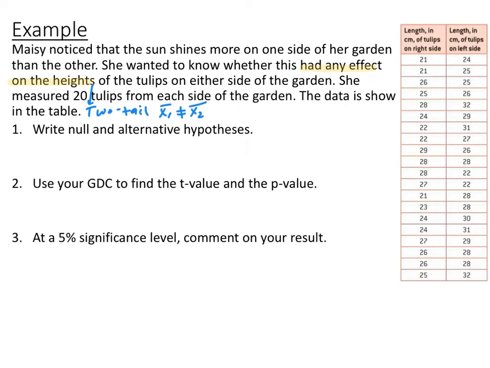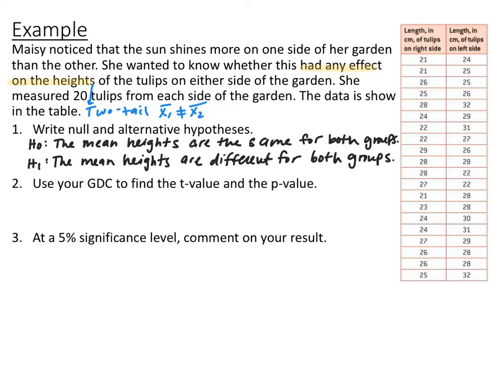In this first example, Maisie noticed that the sun shines more on one side of her garden than the other side, and she wanted to know whether this had any effect on the heights of the tulips. She's just looking to see if there's any effect, not necessarily that one is bigger than the other. So this is going to be a two-tailed t-test, just that the means are different. She measured 20 tulips from each side of her garden, and here is the data. First thing, go ahead and pause the video and write down your null and alternative hypotheses based on a two-tailed t-test.